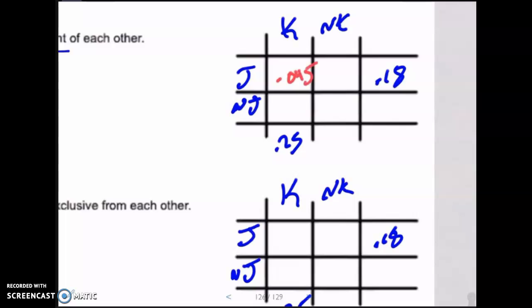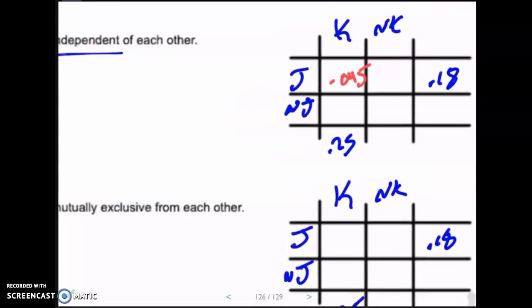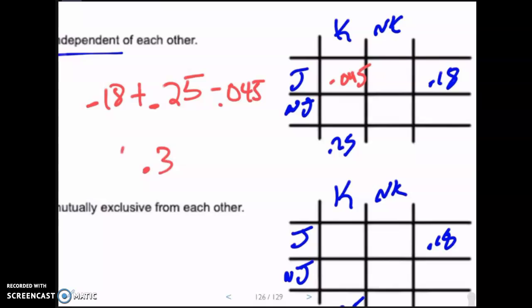Then if I want to find the union, I'm going to do 0.18 plus 0.25 minus the intersection, 0.045. So 0.18 plus 0.25 minus 0.045 is 0.385. Boom.